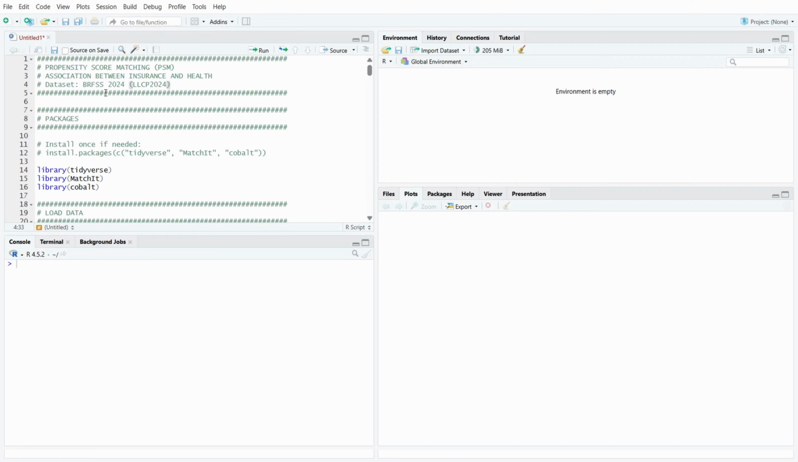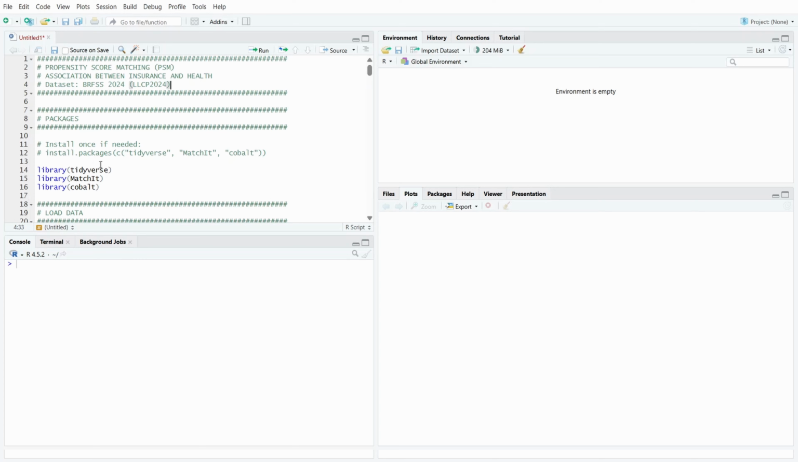Today, we're using propensity score matching, PSM, to fix that. We'll be using the 2024 BRFSS dataset, one of the world's largest health surveys, to see if we can create a fair comparison between these two groups.